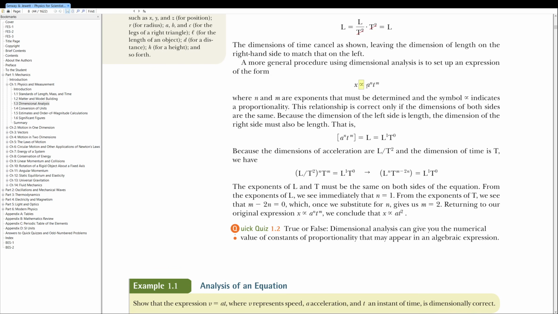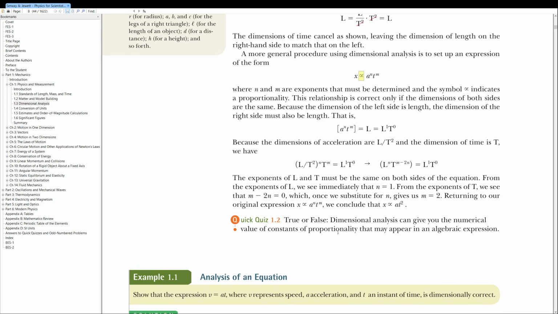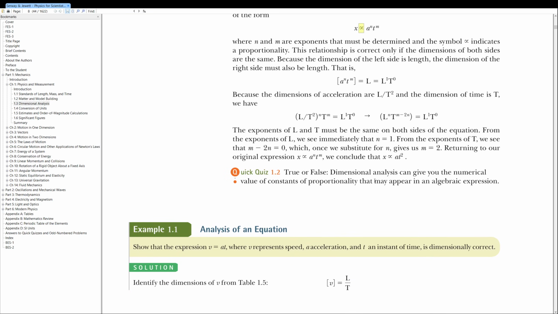Like, what factor is supposed to be in there? Or does it tell us that there is some factor, we just don't know what it is, right? And so can dimensional analysis tell us what the factors are supposed to be? Okay, true or false? Dimensional analysis can tell you what the constants of proportionality are supposed to be.